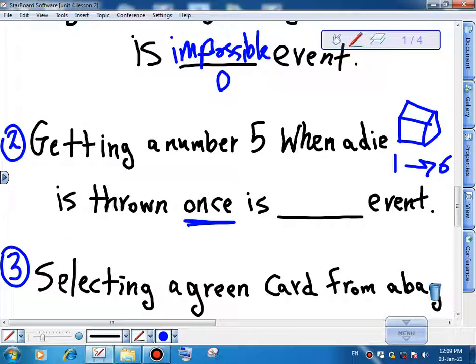This event is called possible or impossible or certain event? It may get 5, maybe get 4, maybe get 6. I'm not sure of getting 5. So it will be certain? No, it will be possible. Maybe 5 or not. I'm not sure about that. It will be a possible event. It will take a value between 0 and 1.